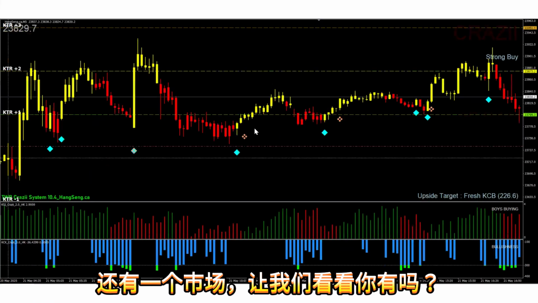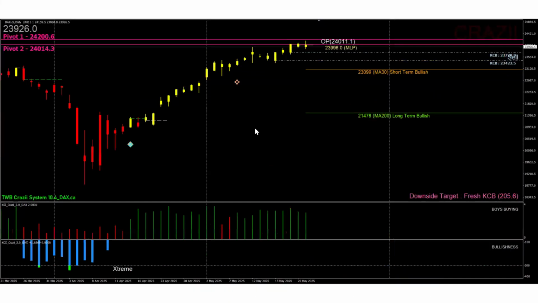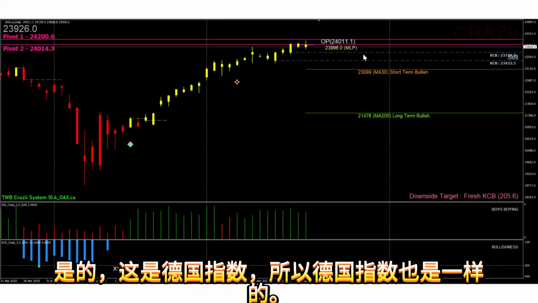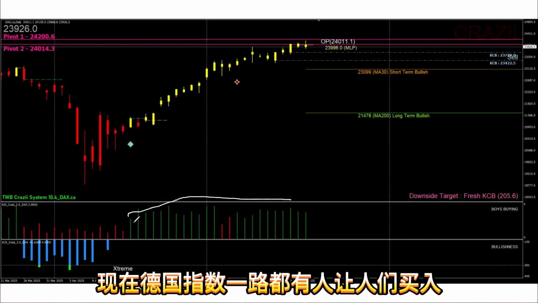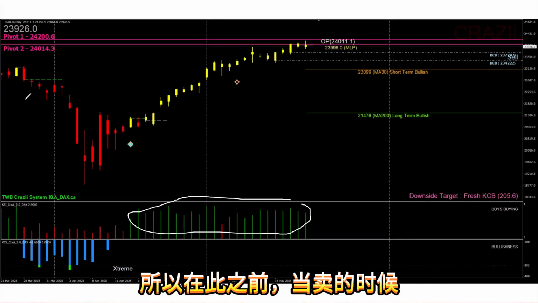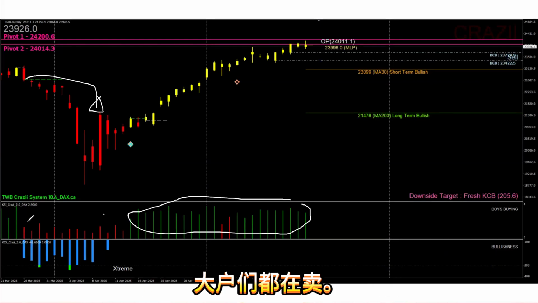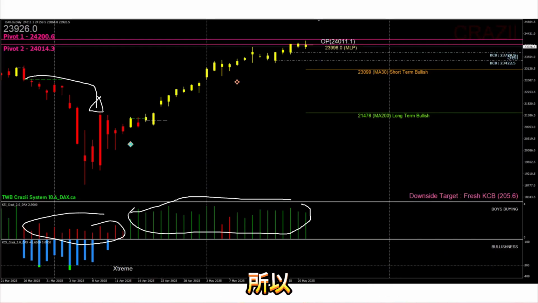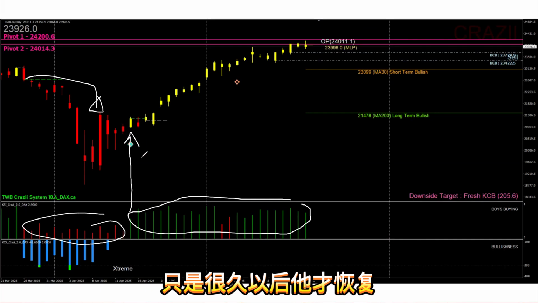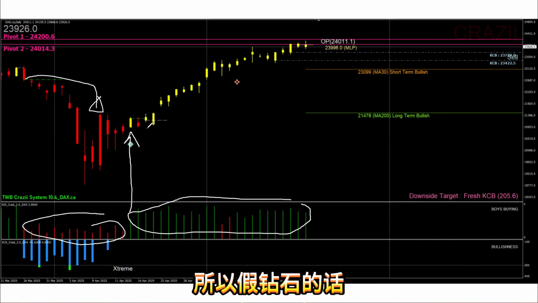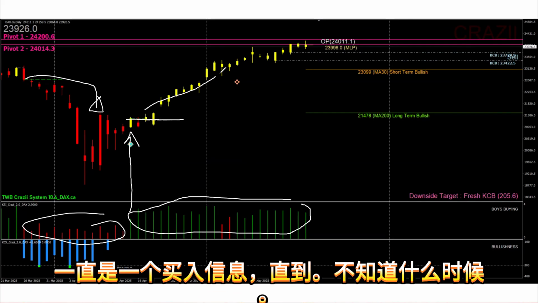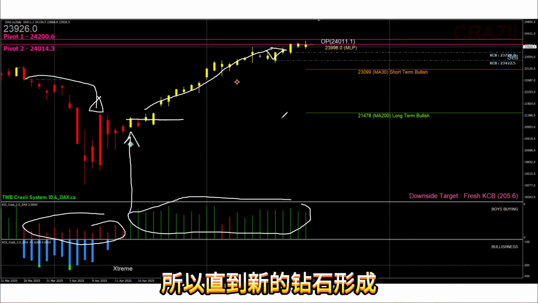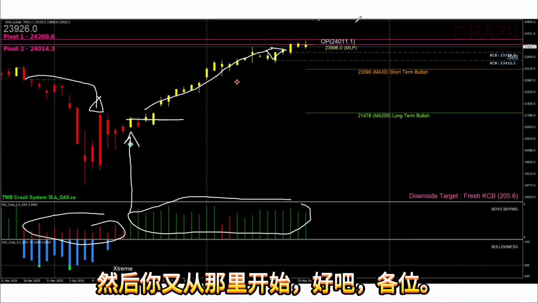All right, one more market. Let's just take a look. Do I have that? Yeah, this is DAX. So DAX also the same thing. DAX is now at an all-time high. Now DAX all the way got people buying. So prior to that, when selling, the boys were all selling. So it's only much later that it recovered. So the thing is this, with the flag diamond, you just draw a line across it, and once the price is above the line, it's always a buy until, don't know when. Okay, so until a new diamond is formed, yeah, then you have this session from there again.